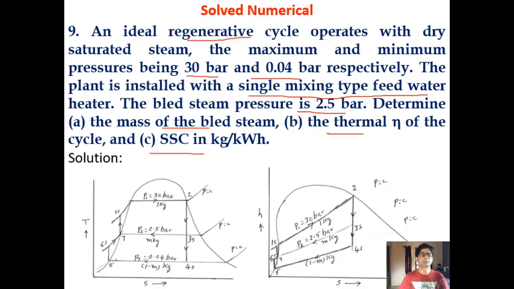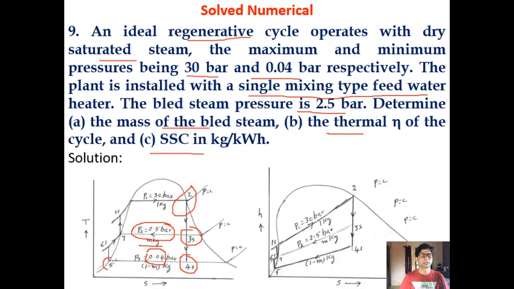Now if you represent this problem on a TS diagram and HS diagram, 2 is the saturation point. It is given that the steam enters the turbine as saturated steam. Then at point 3s, some steam is bled, which is taken as m kg. At this point the pressure is 2.5 bar. So from 30 bar, when the expansion takes place to 2.5 bar, m kg of steam is bled from there. So the remaining steam, that is 1 minus m kg, expands from 3s to 4s to a pressure of 0.04 bar, right? That is the condenser pressure.